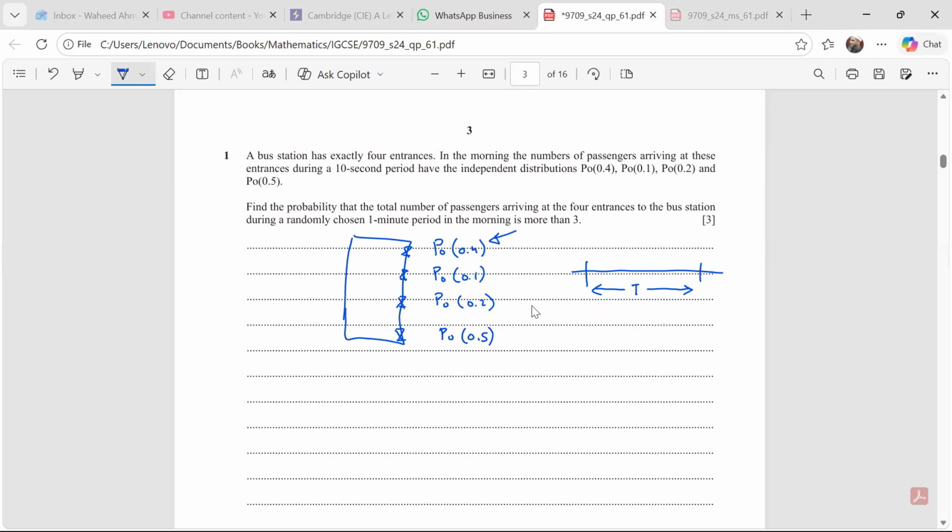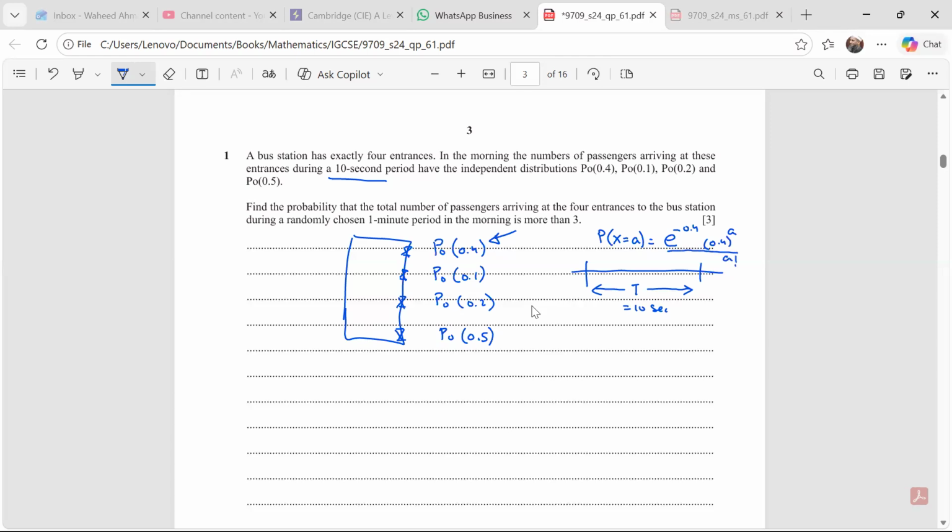For example, it says that the number of passengers coming in this 10-second interval has a Poisson distribution with this parameter. What does it mean? The probability that the number of passengers X is equal to a is equal to e to the power minus lambda, where lambda is 0.4, times 0.4 to the power a over a factorial.